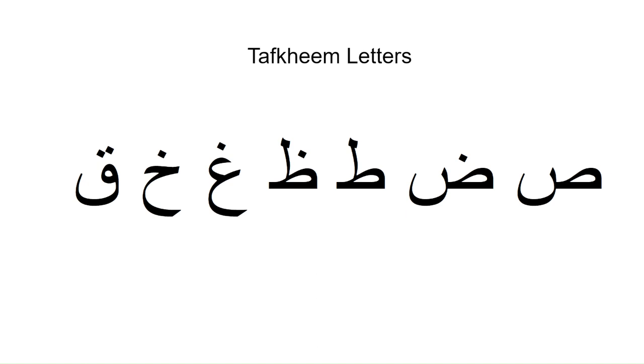Next, we have the Tafkhim letters, and that's what we're going to talk about today. Very important. These are the letters that are always pronounced heavy, and you have to memorize these. These are pronounced as if you have a mouthful of food, or as if you sound like an opera singer. And those are Sad, Dad, Ta, Za, Ghain, Kha, and Qaf. Those are the letters of Tafkhim. And you have to memorize these, and we're going to talk about the details of this today.